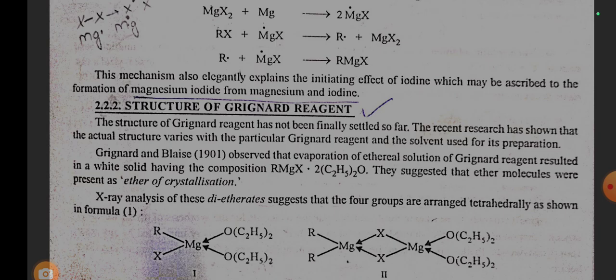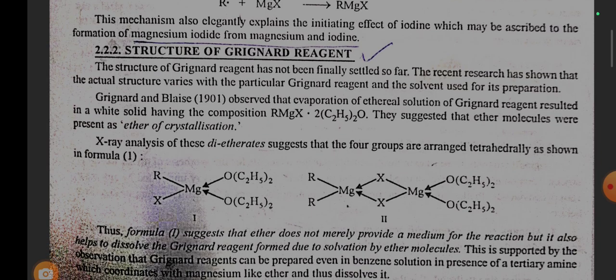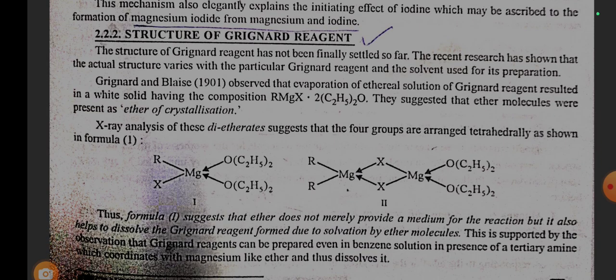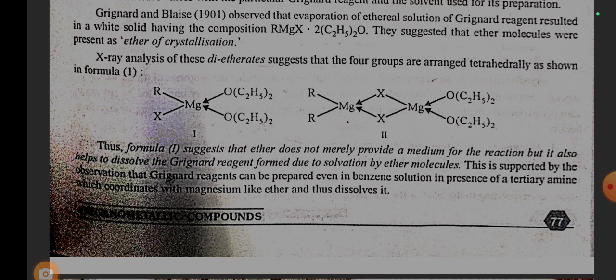Grignard and Blaise observed that evaporation of ethereal solutions of Grignard reagent resulted in a white solid having the composition RMgX·2C2H5OC2H5. They suggested that ether molecules were present as ether of crystallization. X-ray analysis of these dietherates suggests that 4 groups are arranged tetrahedrally as shown in Formula 1. Formula 1 suggests that ether does not merely provide a medium for the reaction, but it also helps to resolve the Grignard reagent formed due to solvation by ether molecules.